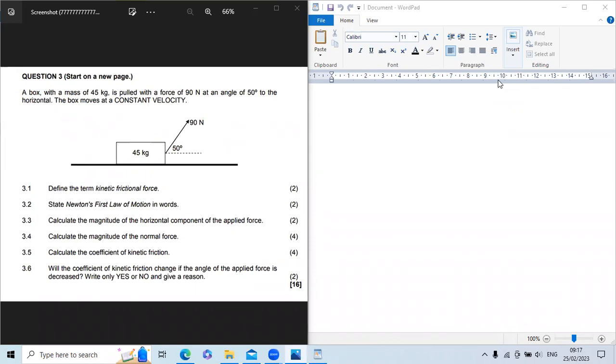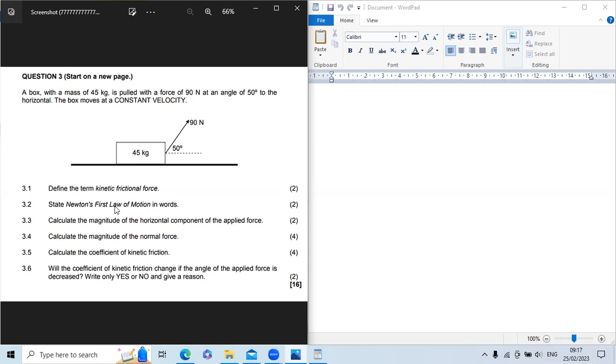Jason, can you give it a try? Newton's first law of motion. Which question? Question 3.2. Which law are we busy with now, sir? No, I'm just saying, can you answer question 3.2? They say state Newton's first law of motion.